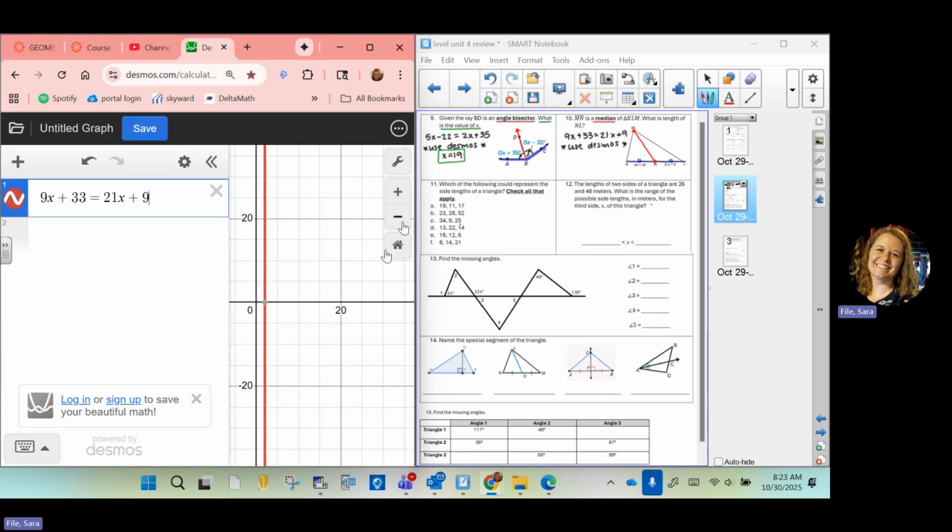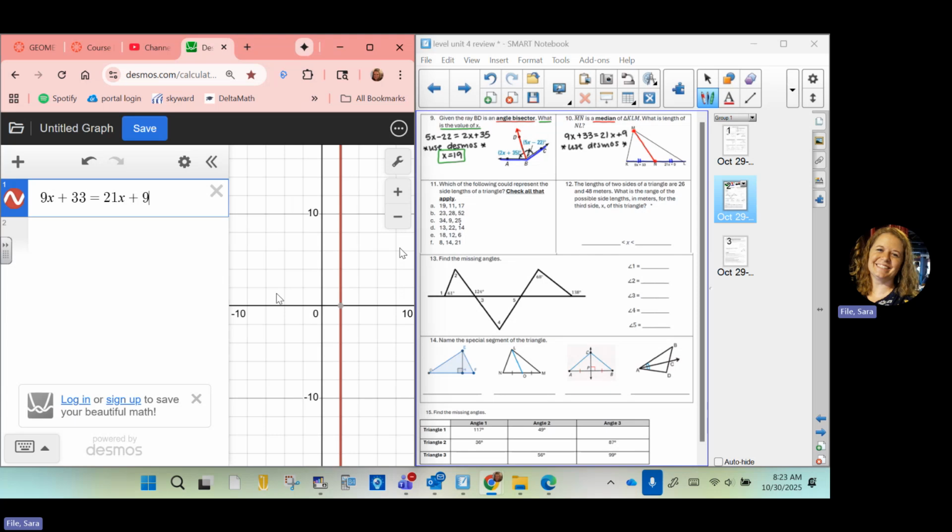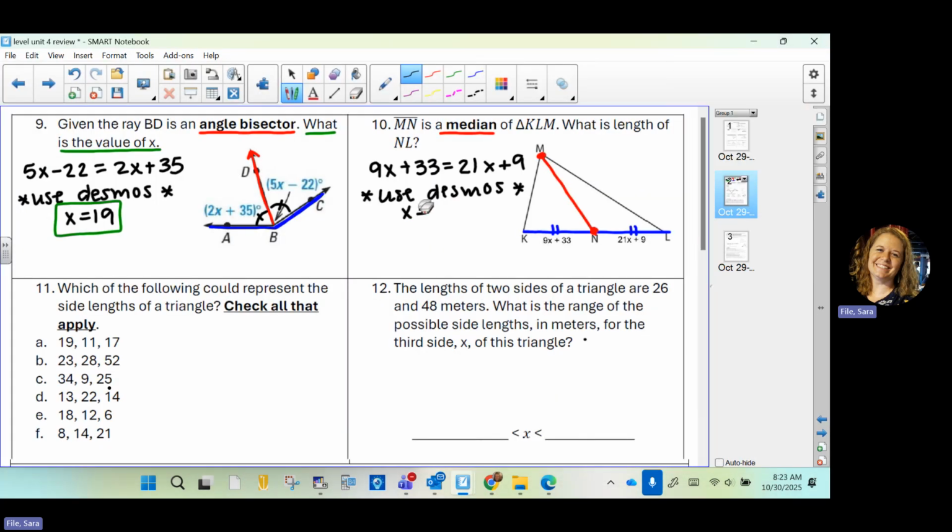And there I can see, and remember, if you hit this home button, it'll go back to your little 10 by 10, negative 10 to 10 window. So you can zoom in and go back to your home screen if you want to. So we can see that this one means x is 2. So when I come back over here, I'm going to say, okay, I used Desmos and I found that x is 2.